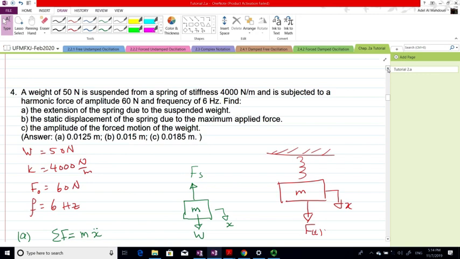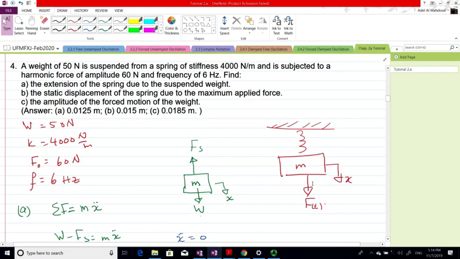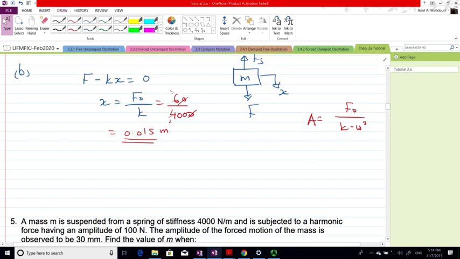We don't have damping, okay? So this formula is only applicable to forced and damped oscillation. So the amplitude of forced motion of the weight, we have to apply this formula. Can we apply this formula now?